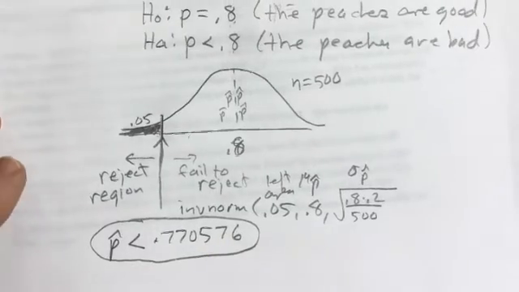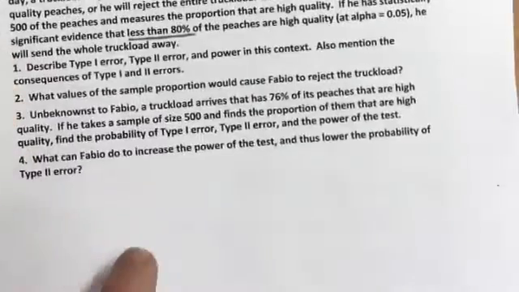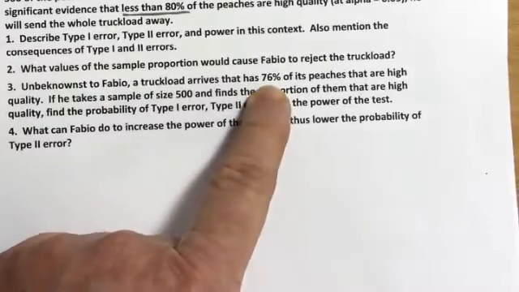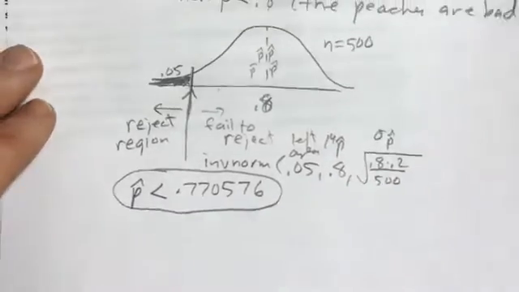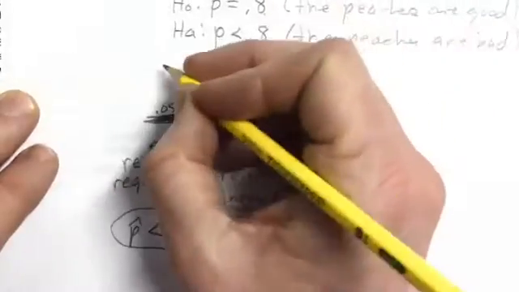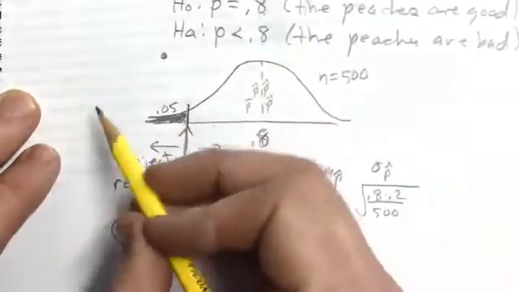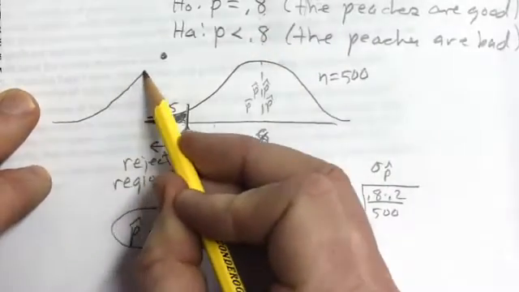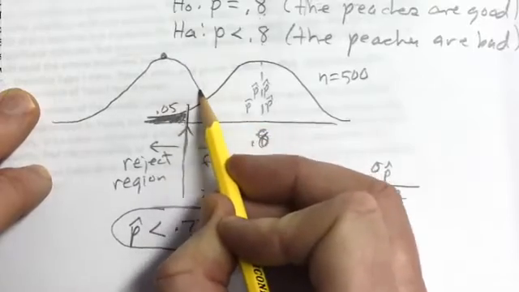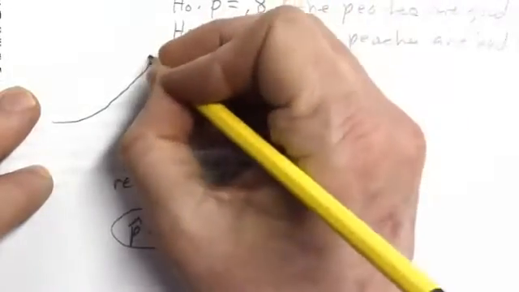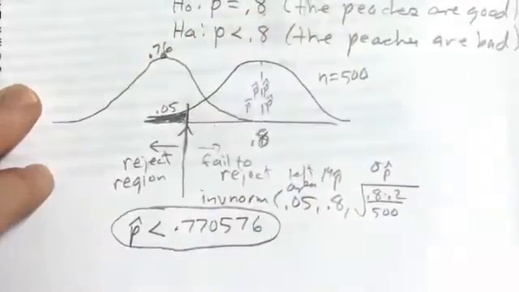All right, so what happens on this particular day? It says on one day, he has a truckload that has 76% high quality peaches. So the distribution that goes along with this bad truckload is also very normal, because n times p and n times 1 minus p are greater than or equal to 10. So it's going to look something like that, and it is centered at 0.76, this bad truckload.